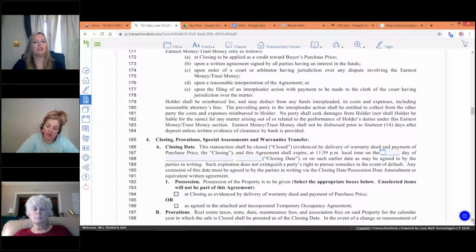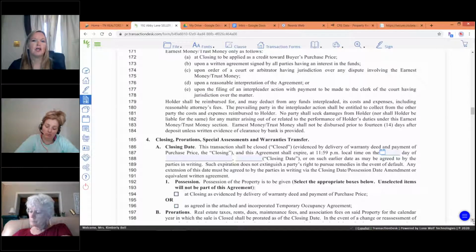The earnest money shall not be dispersed prior to the 14th day after deposit unless written evidence of clearance of the bank is provided. So this means that if you have earnest money and you are doing a cash deal, we cannot close in 10 days. We cannot close in 7 days unless you have gone and checked to make sure that their check has cleared and that it is not going to bounce.